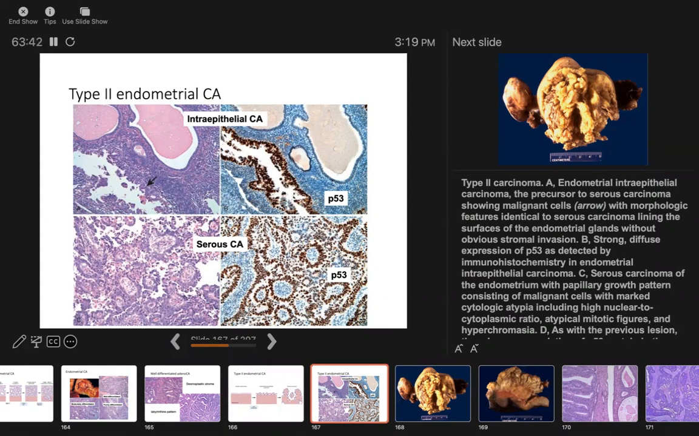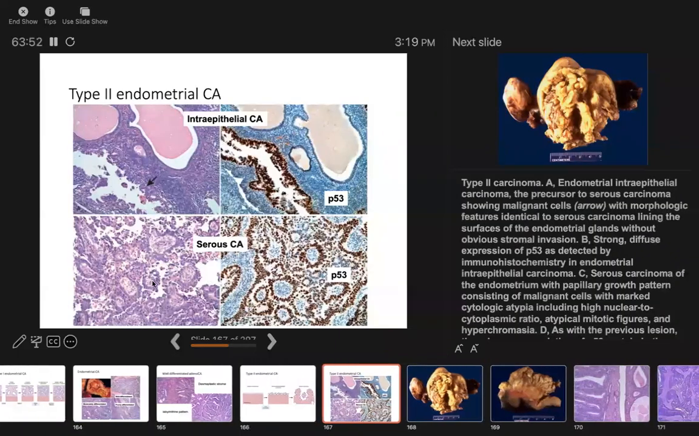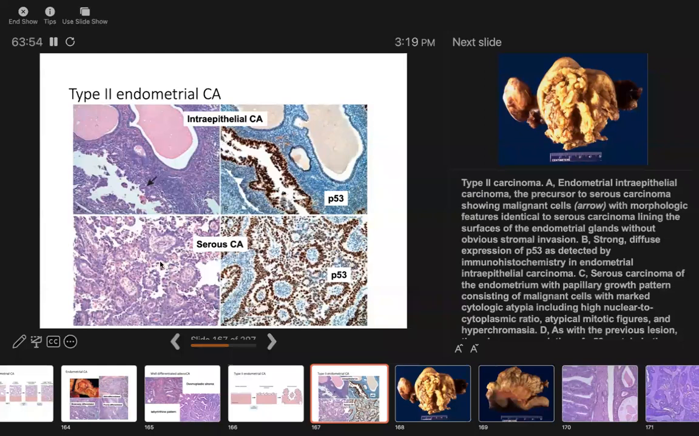Now, we're talking of serous here, but eventually it may lead to your serous carcinoma. The image below is an example this time of a progression to serous carcinoma. Now, here, as you can see, you have papillary fronds, and often these papillary fronds likewise express P53, but this time they are now invading the stroma. So this is an example of serous carcinoma, invasive type.